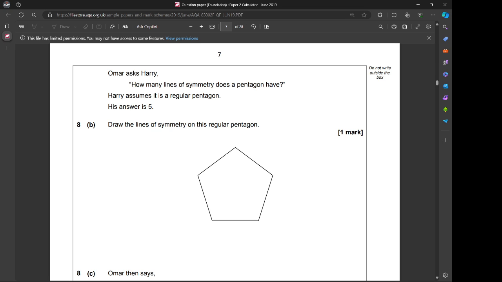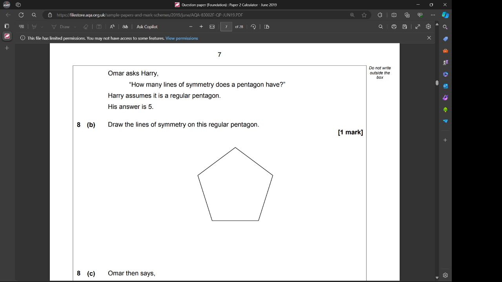Omar asks Harry, how many lines of symmetry does a pentagon have? Harry assumes it is a regular pentagon. His answer is 5. Part B: draw the lines of symmetry of this regular pentagon.